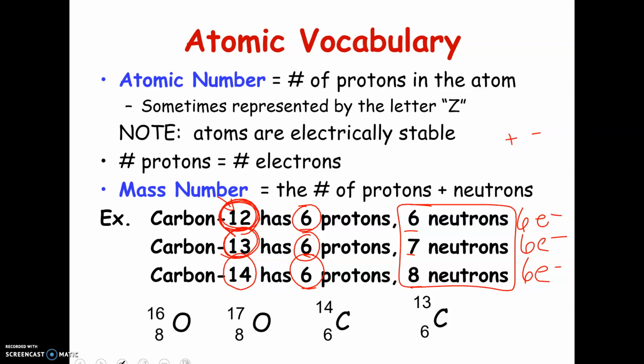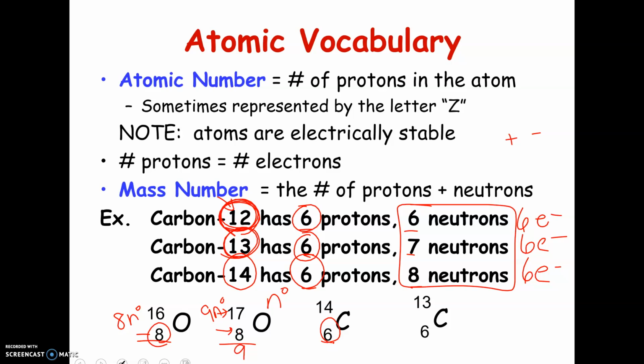So here are just some examples. Notice oxygen 16 has 8 protons, and if we wanted to figure out how many neutrons, we would subtract 16 minus 8. There would be 8 neutrons. Oxygen 17, so the mass number is 17. The number of protons, the atomic number, is 8. 17 minus 8 gives us 9. And so this one would have 9 neutrons. And I'm using the little notation for a neutron, n with a little 0, because it doesn't have a charge. And then here's our carbon.